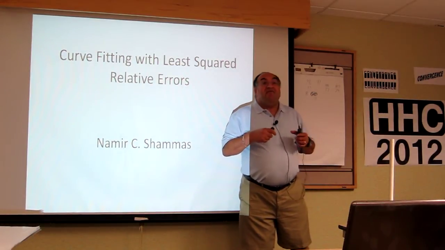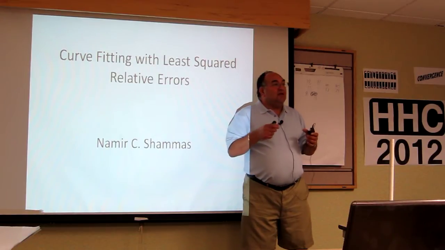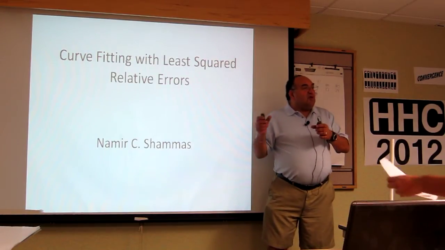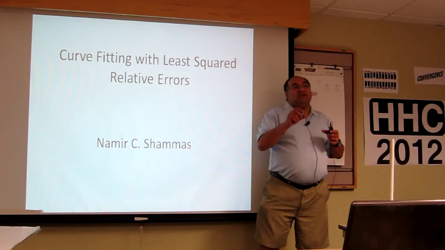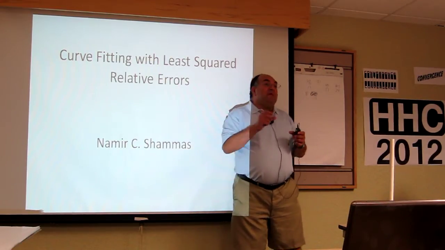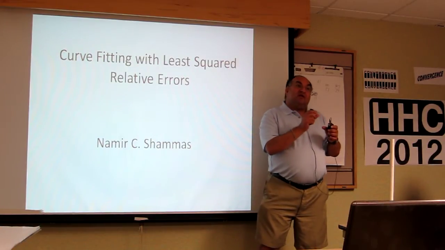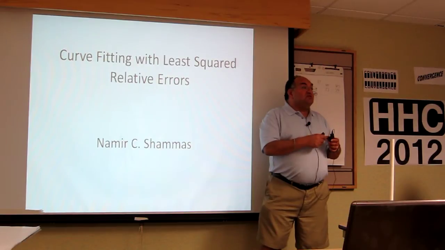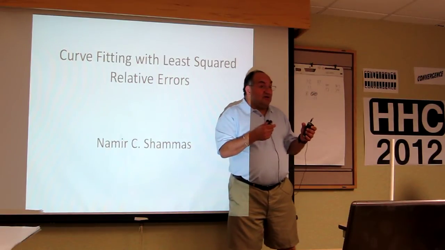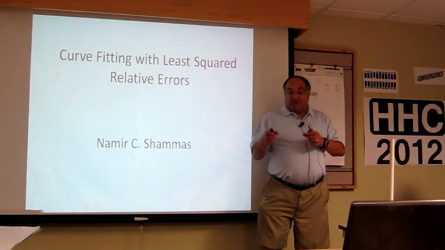Well, if you do a curve fitting with information like that, the ordinary regression will treat each error with equal importance. But that might not be the case for you. You might be more concerned about the error with smaller value because the percentage error or the relative error is higher. And this is what this talk is about.